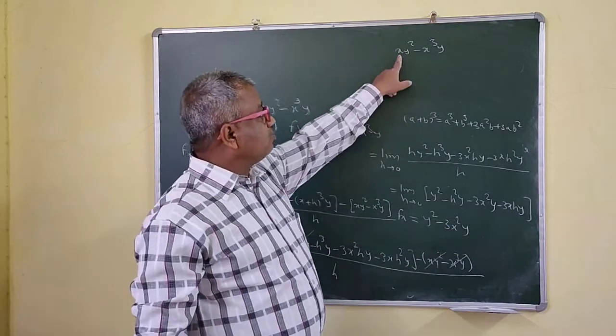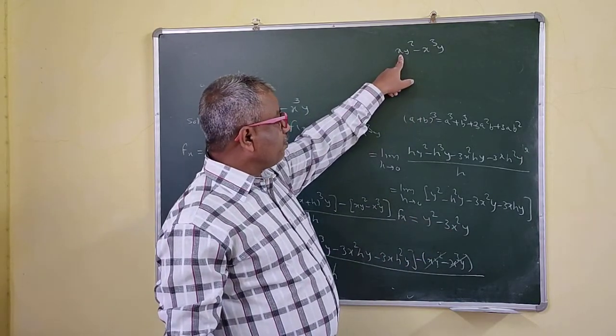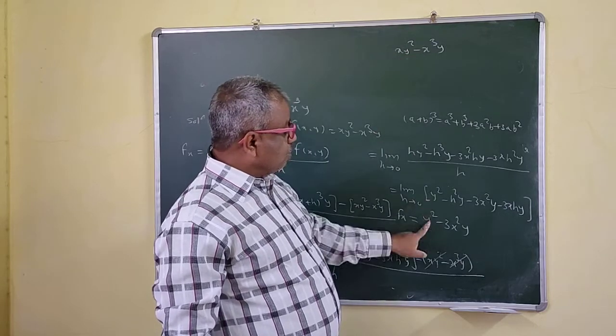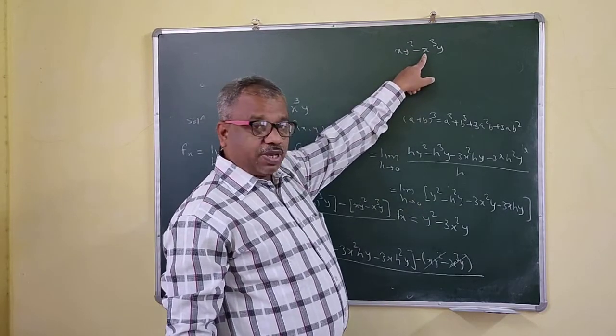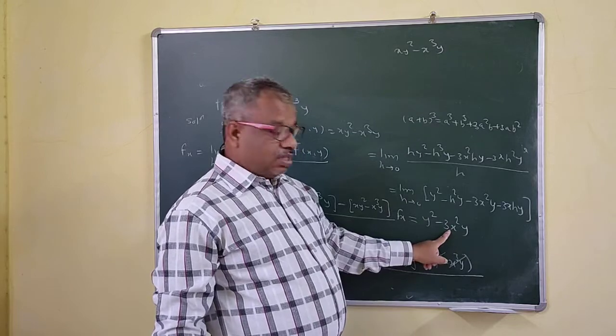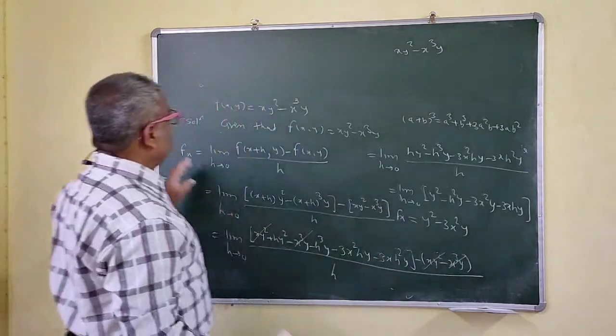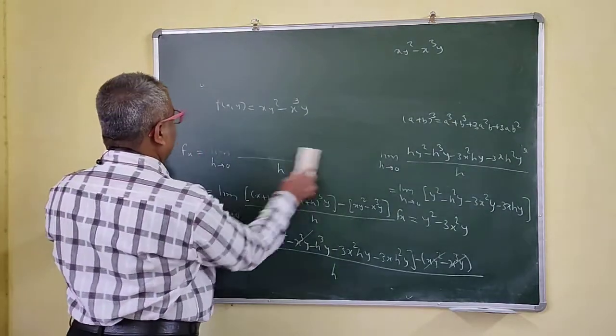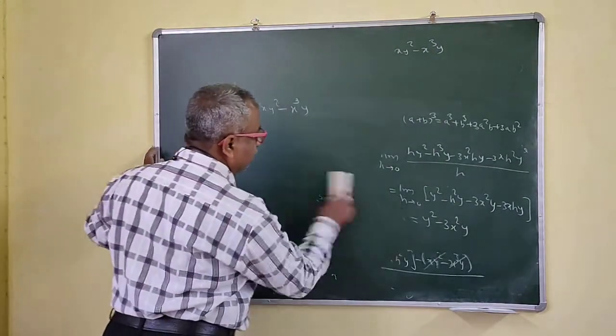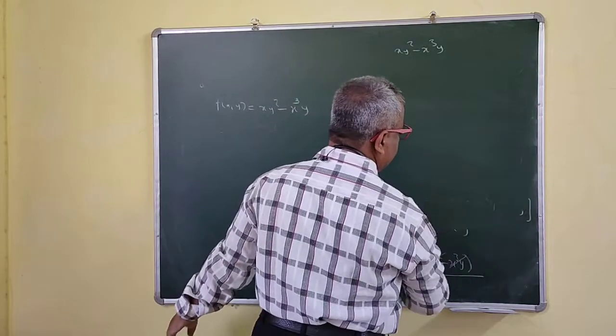So derivative of this is what? Derivative of x is 1, so y square is constant, so this is as it is. Then minus, derivative of x cube is 3x square. Your y is constant, so y will be as it is, right? So now we'll find fy. You have to find fy.